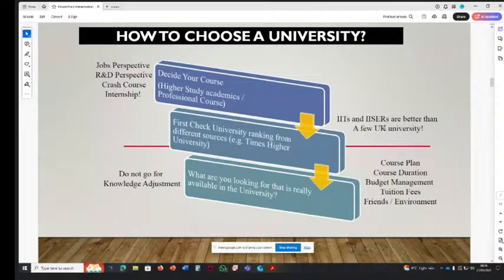But this is just an idea of how you can upgrade yourself through your course, between a foreign country education and your Indian education system. So what are you looking for that is really available in the university? It's not just knowledge adjustment, that okay, I selected this course, I paid, I need to finish it. Don't do these things. This is a great opportunity. Extract all the possible things out of it. It does not necessarily have to align with your course. You can go for multiple activities. You may be interested in arts, or in science, or sports science or something. So you can go ahead with that. Make a course plan, course duration, your budget management and tuition fees. How the friends and the environment of that course or the university are should also be taken into account.